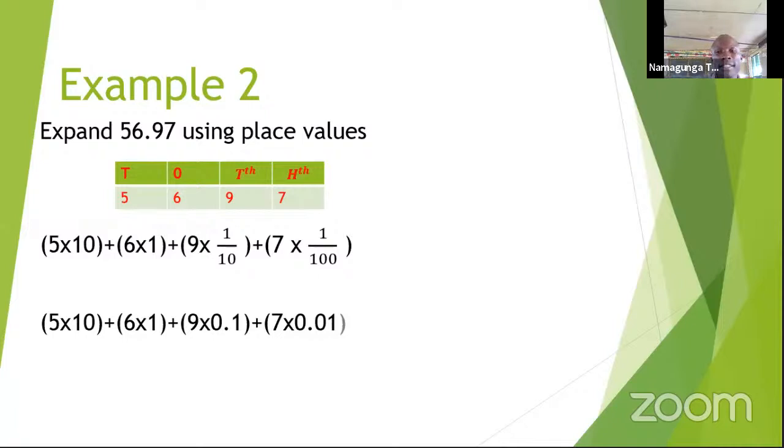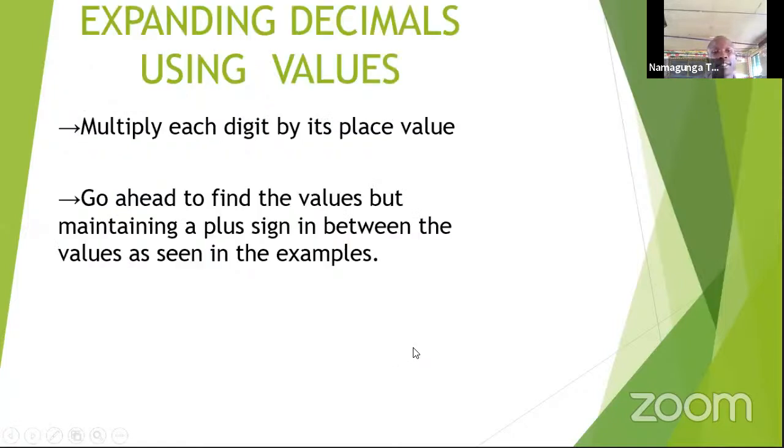So that is all to do with expanding using place values. Next, we want to look at expanding decimals using values. What is making a difference here is that with expanding using values, you have to go ahead and get the values. I hope I'm very clear there. You have to go ahead and find the values.